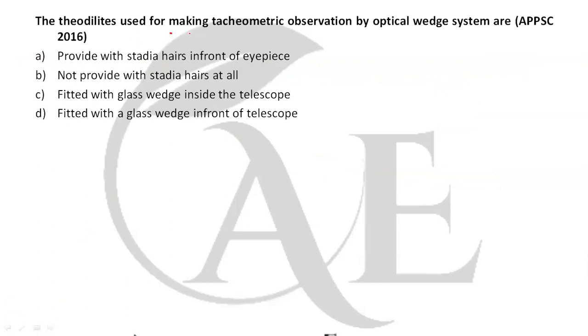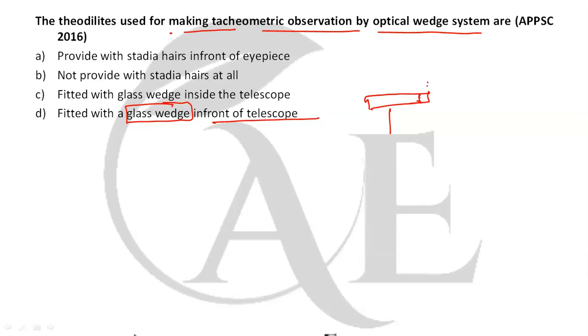Next question. The theodolite used for making tachymetric observation is fitted with an optical wedge system. It should be fitted with a glass wedge in front of the telescope. This is the telescope. It is fitted with the glass wedge so that we can easily make tachymetric observations. Option D is the correct answer.